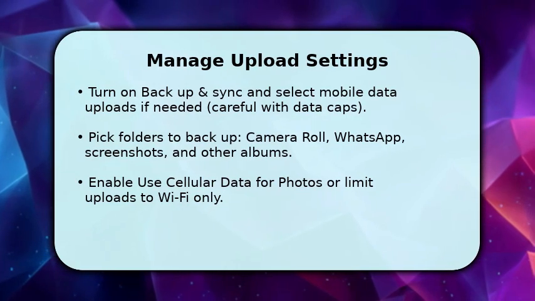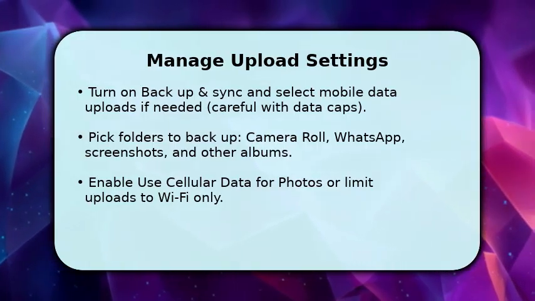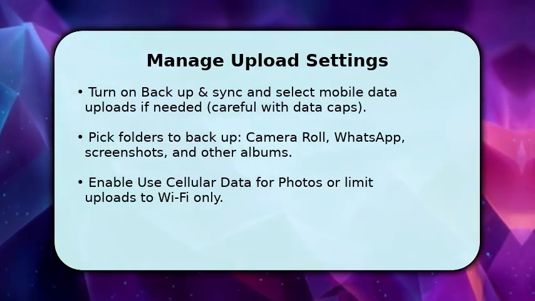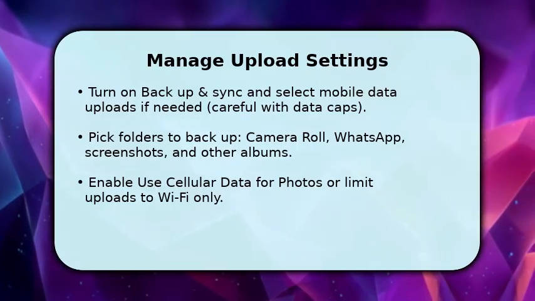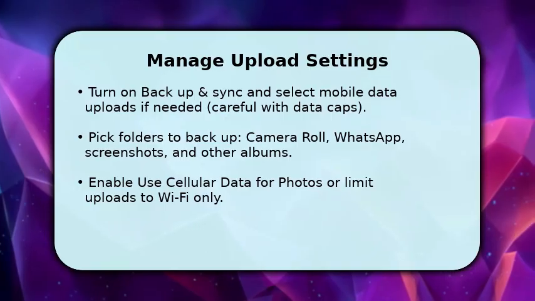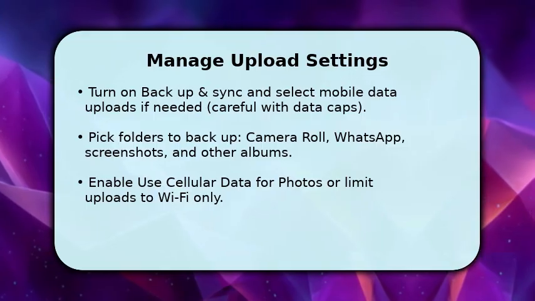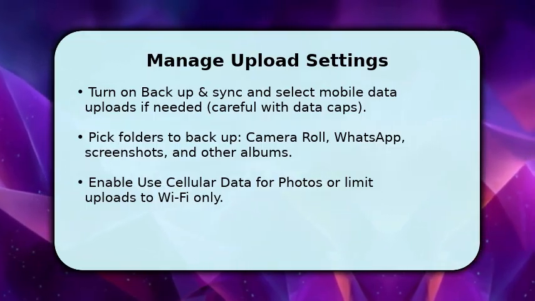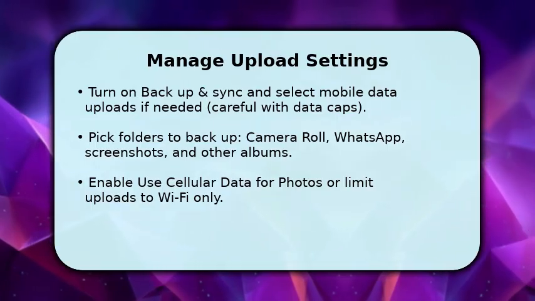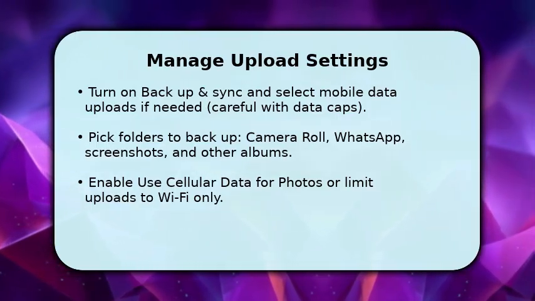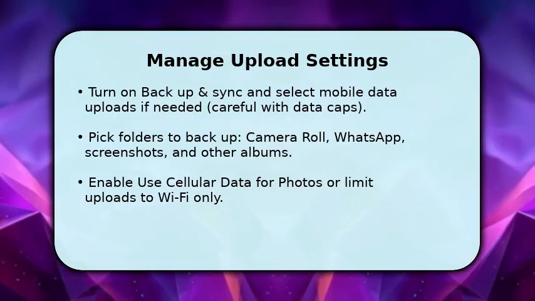Now fine-tune what uploads. In Backup and Sync settings, choose whether to upload over Wi-Fi only or allow cellular for photos and videos. Make sure you understand data usage if you enable cellular. Use the Backup Device Folders option to include WhatsApp, screenshots, or other app folders you want copied. If storage is tight, delete unnecessary local duplicates or enable Storage Saver quality to reduce file size. Also confirm Google Photos shows a syncing progress indicator, so you know upload status.